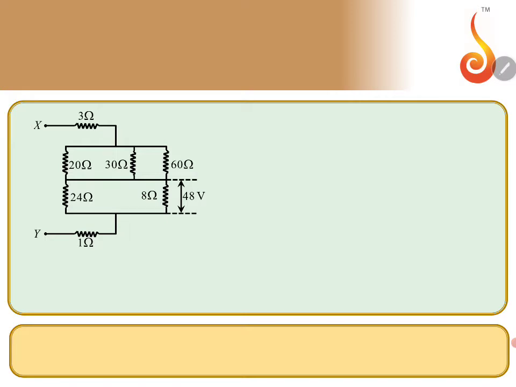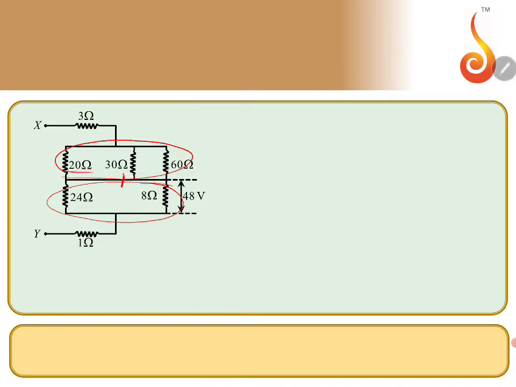So now let us try to find out the simplified circuit here. These three are connected in parallel. These two are connected in parallel. Now these two combinations are connected in series. So let us first reduce the circuit and then we will go for the solution.